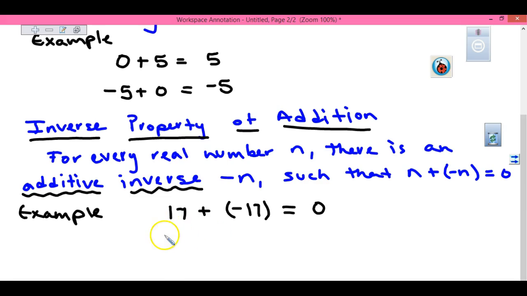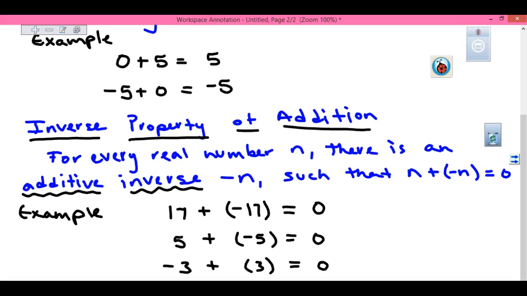If we have 5, the additive inverse of 5 would be negative 5. And 5 plus negative 5 is equal to 0. If we have negative 3, the additive inverse would be 3. And 3 plus negative 3 would be 0.